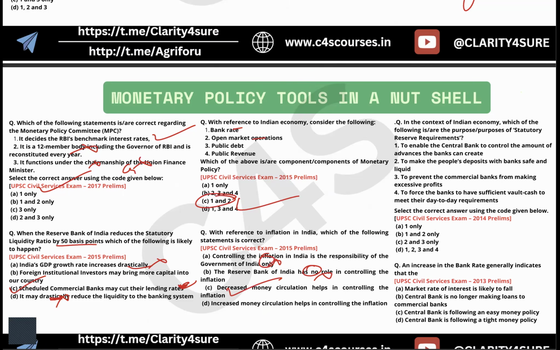Next question, in the context of the Indian Union, which of the following is the purpose of the statutory reserve requirement? To enable the central bank to control the amount of advances the banks can create. To make people's deposits with banks safe? Nothing to do with this, because DICGC is for that. To prevent commercial profit? Nothing to do with it. Day to day banking? So one, I think, is the right answer over here. An increase in the bank rate indicates the central bank is following an easy money policy? No. It is following a tight money policy. When we increase the bank rate, commercial banks will get fewer loans from the RBI, right? Less money from the RBI easily. So it is following a tight monetary policy.